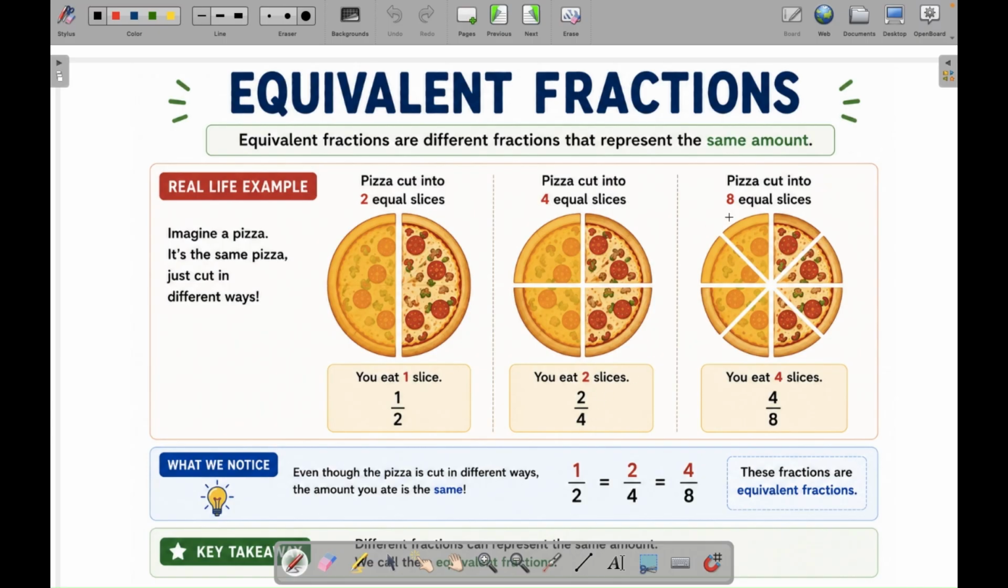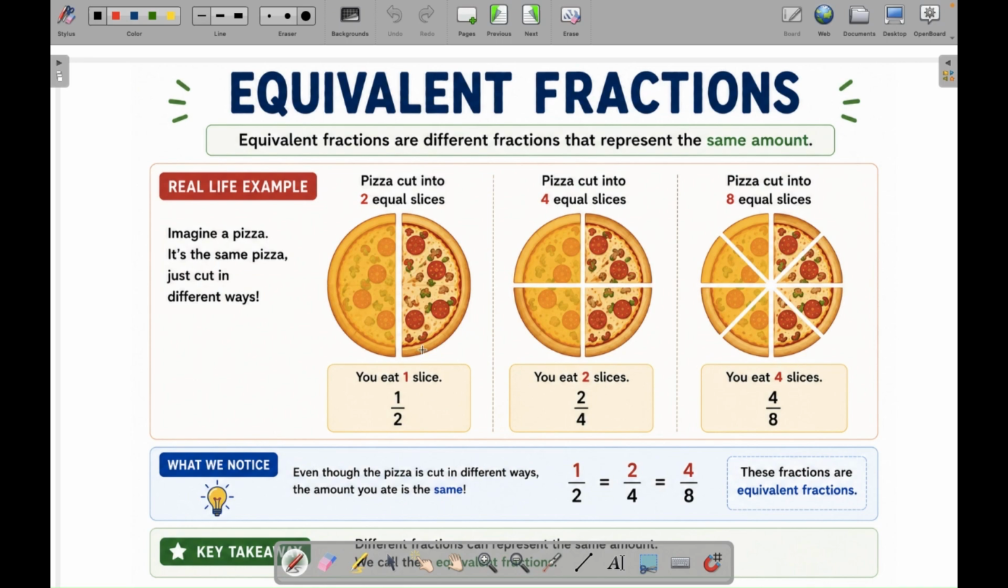Another scenario is when, instead of cutting it into 4 slices, I'm cutting it into 8 equal slices. Now when I'm cutting it into 8 equal slices, I'm just having 4 slices, so I'm having 4 out of that 8. If I have to represent that as a fraction, the denominator is 8, the number of equal parts, and 4 is the number of parts that I eat.